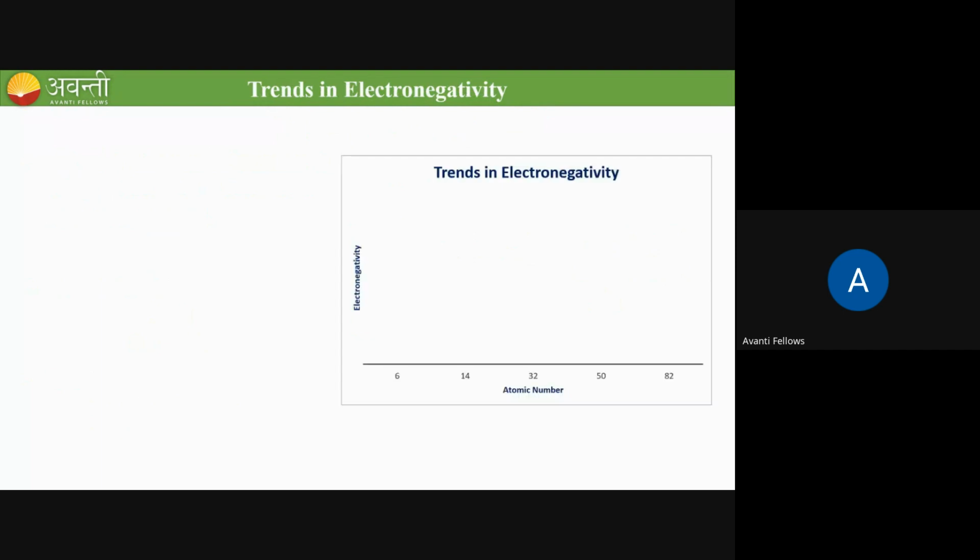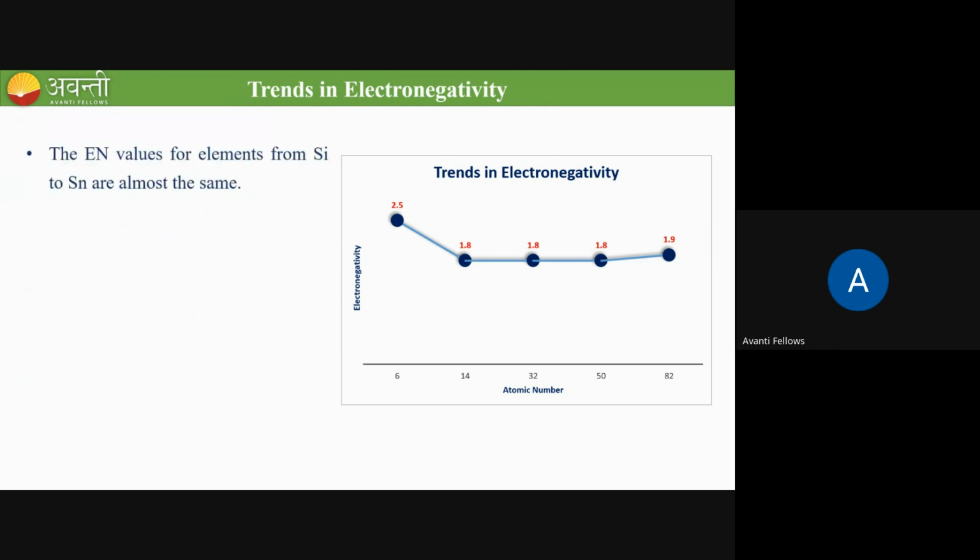The tendency to attract the shared pair of electrons towards itself is called electronegativity. Now for electronegativity, the trend observed is that atomic size is again inversely proportional to electronegativity. Carbon has an electronegativity value of 2.5, then silicon 1.8, so it decreases. Germanium is the same as silicon, and tin is the same, and lead is 1.9. So from silicon till tin, electronegativity values are almost the same, around 1.8 and 1.9.